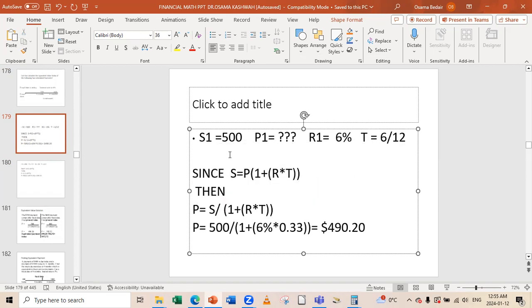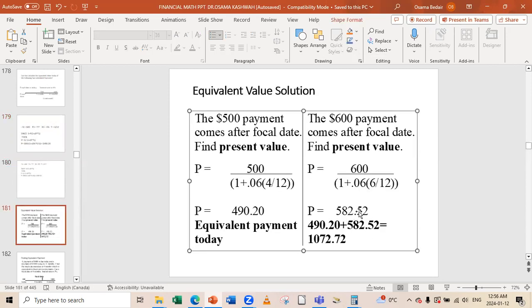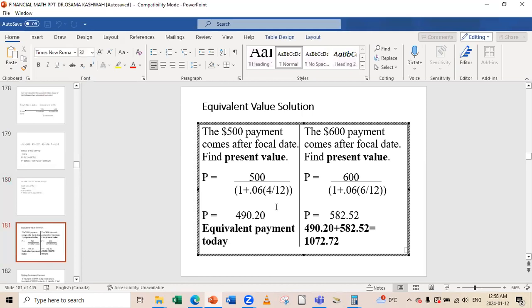Here I will change the 500 to 600. This will be 600 because we are working on the second amount right now. The 1 plus 6% is okay, but this is now 6 months divided by 12, which means 0.5. When you divide 6 by 12, that will give you 0.5. Consequently, this amount will give you 582.52.